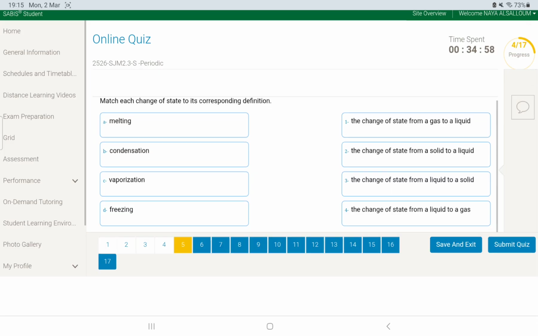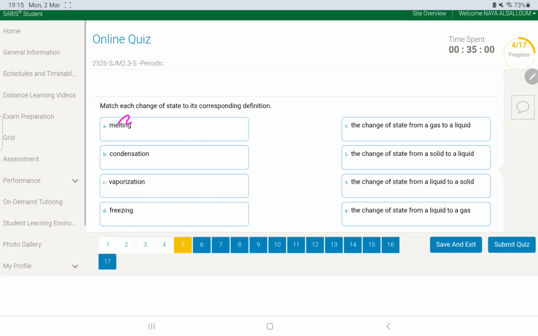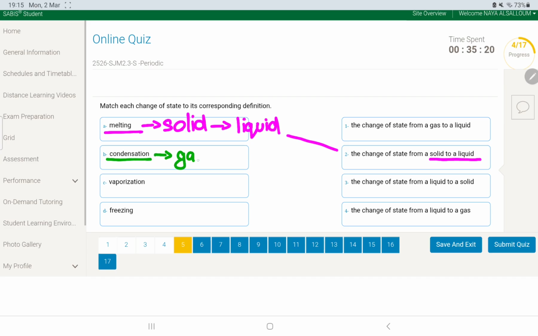Now here, it's really, really easy. Melting. What's melting? It's when solid changes to a liquid. So which one says that? Solid to liquid. So this is for melting. Now for condensation. Condensation, gas to liquid, right? Gas cools down to become liquid. Which one says gas to liquid? A or 1. Gas to liquid. Okay?